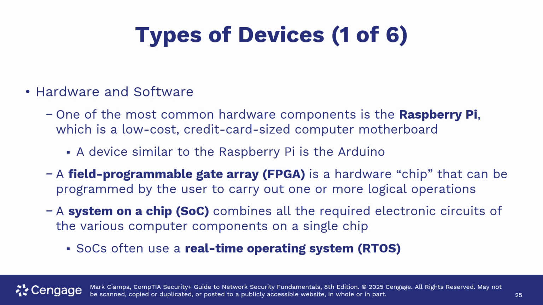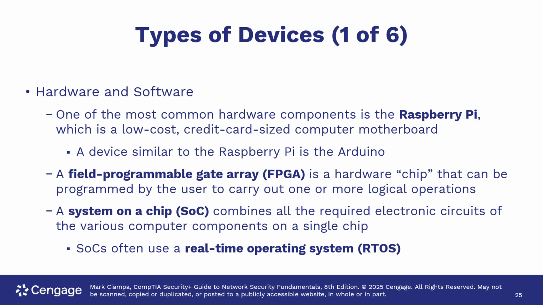So, the types of devices, you have hardware and software. The most common hardware component is the Raspberry Pi, which is a low-cost, credit card-sized computer motherboard. A device similar to the Raspberry Pi is the Arduino. So you have Field Programmable Gate Array, or FPGA. It's a hardware chip that can be programmed by the user to carry out one or more logical operations.